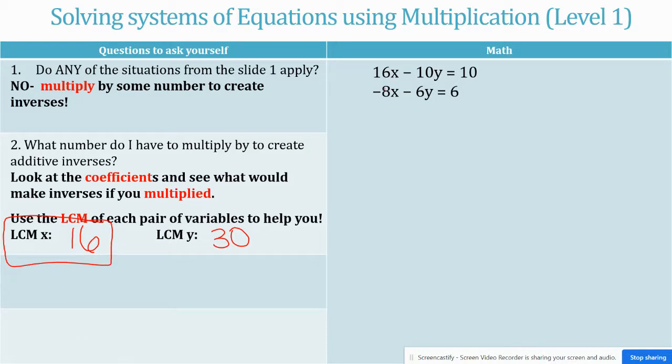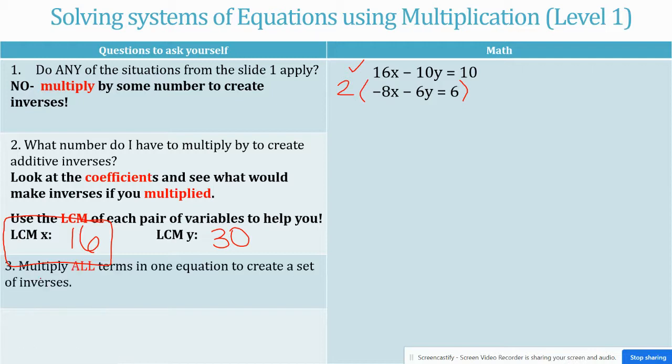So like I said, 16, this is already 16x. We don't need to change that. So I'm going to put a little check mark there because I don't need to do anything to that first equation. Now, this negative 8x is not a negative 16. So you have to say, okay, what do I have to multiply negative 8 by to make that a negative 16? So what you can do is take 16 and divide it by negative 8 and see what you get. In this case, it's 2. So what I'm going to do is multiply this entire equation by the number 2. And you're going to see what happens here and why I'm doing that.